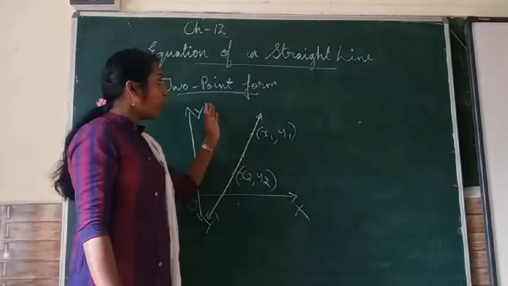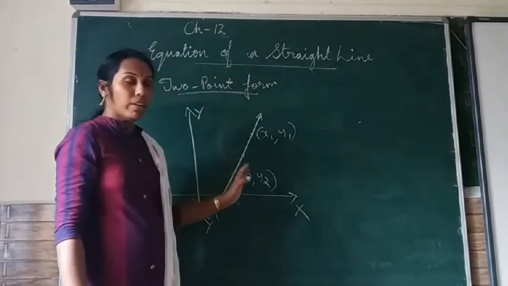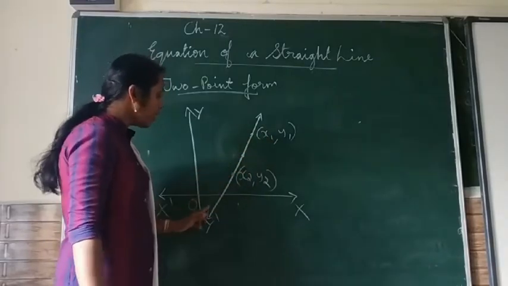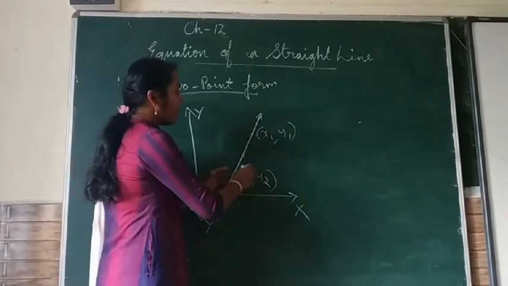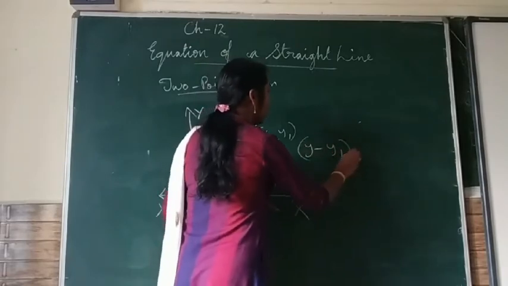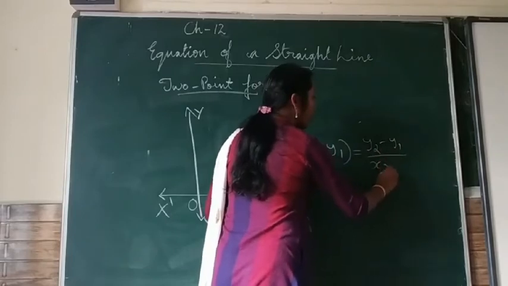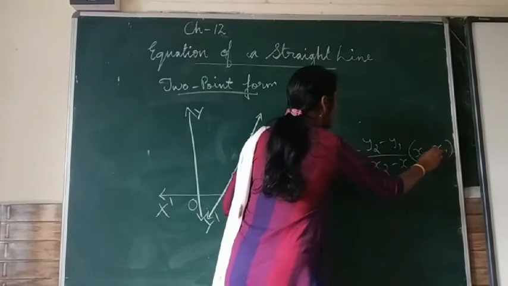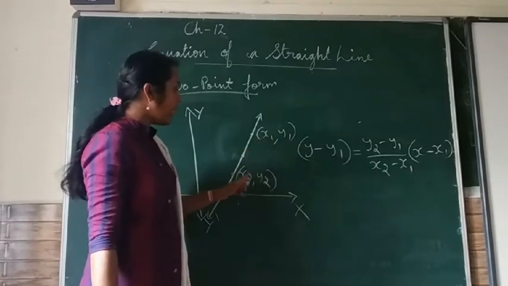Now let us see the two-point form of an equation. In this, a straight line is given and it is also given that it passes through 2 points. 2 points are given through which the given straight line passes. We have to find out the equation of that straight line. That equation can be formed like this: y minus y1 is equal to (y2 minus y1) by (x2 minus x1) into (x minus x1). This is the two-point form of an equation. In this, only 2 points will be given through which the line passes.